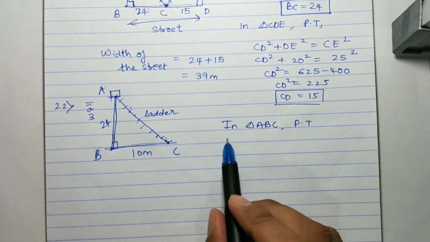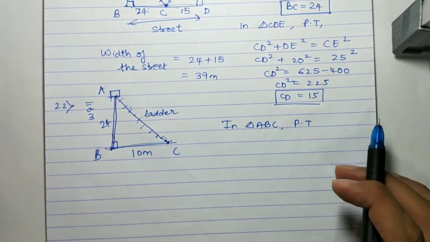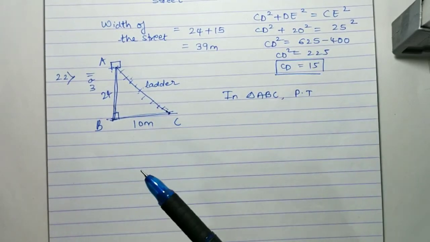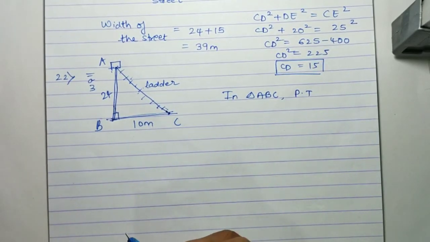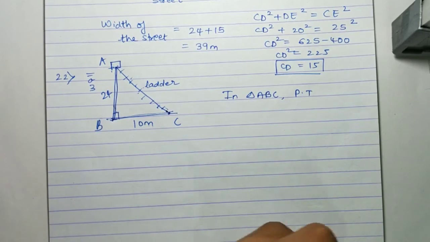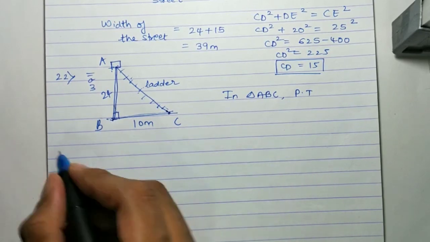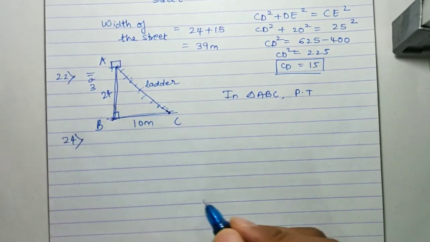Now pause the video and complete this sum. After this sum, the question number 23 is again proof, so we'll keep that on hold. We'll do 24 first.